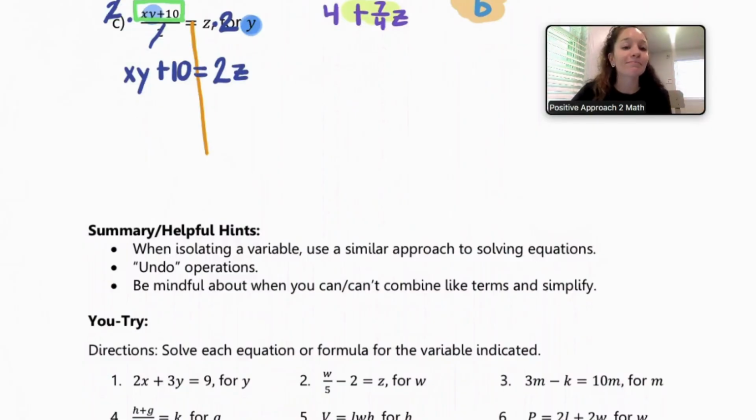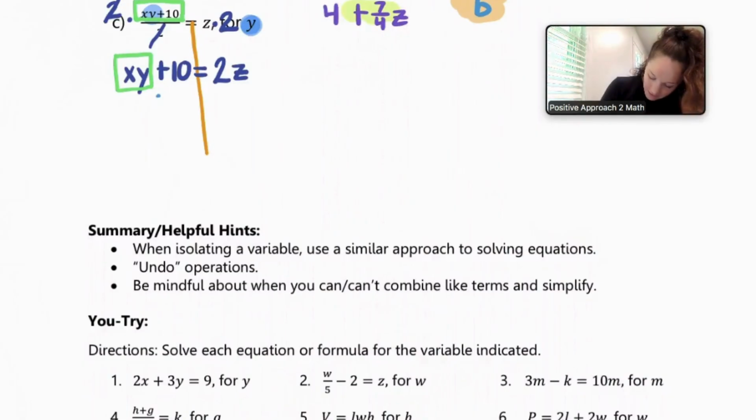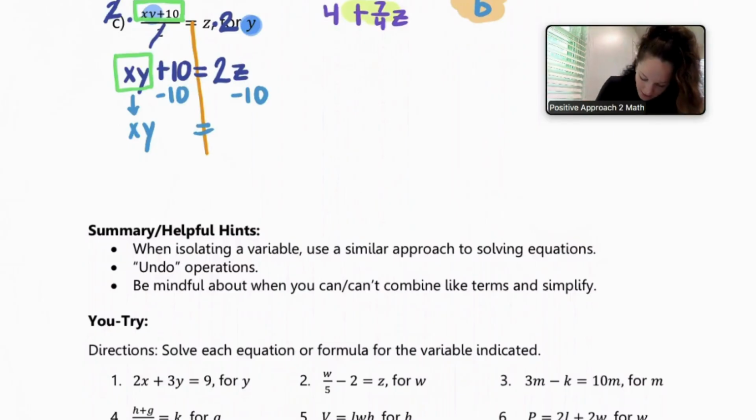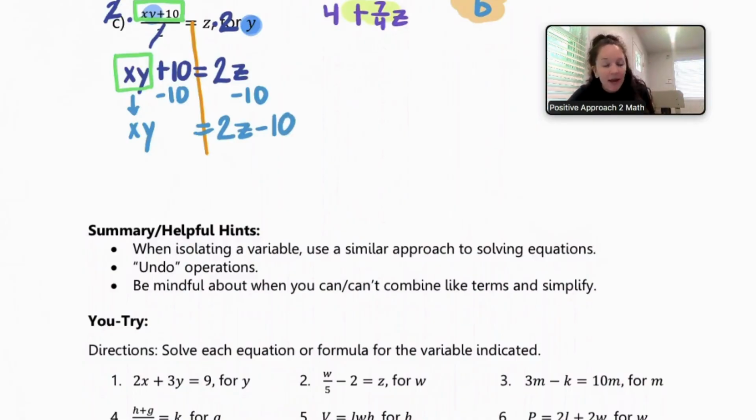Acting up. Okay. Now this looks a little similar to the first example we did. I've got the xy, and I'm solving for y, so I put that term in the box. I want to move over my plus 10, so I'm going to subtract 10. xy is going to get brought down. I cannot combine 2z and 10, so I keep them separate. I'm going to write 2z minus 10. It would not be wrong to write negative 10 plus 2z, just probably less common.